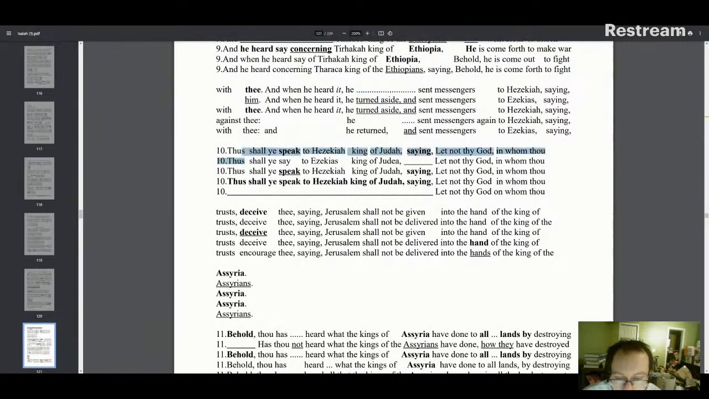Now, all versions except the Septuagint of 2 Kings say, thus shall ye speak to Hezekiah, king of Judah, saying. So let's see. Yeah, so this is more likely to be part of the original text because it's very repetitive. He sent messengers to Hezekiah saying, thus shall you speak to Hezekiah, king of Judah, saying. Septuagint, the only one that doesn't have that, of 2 Kings. And the fact that even the Septuagint of Isaiah has it is a strong indication that it's part of the original text.